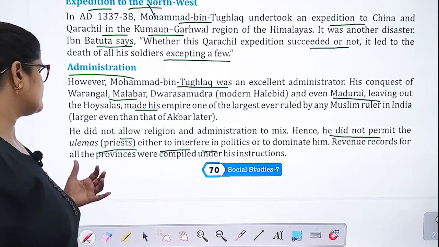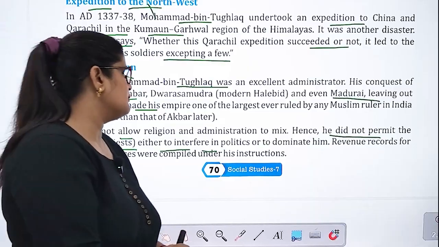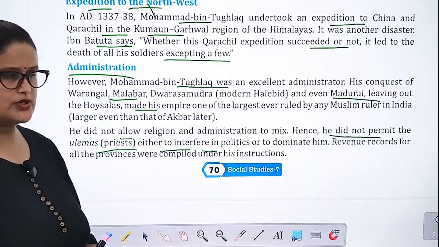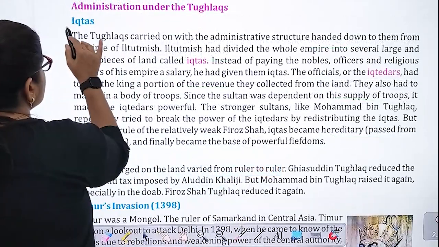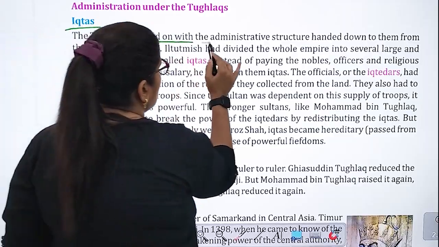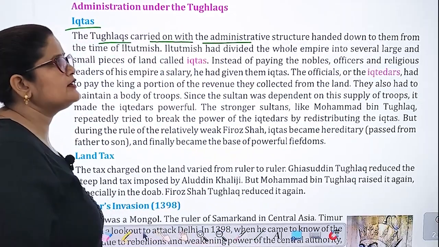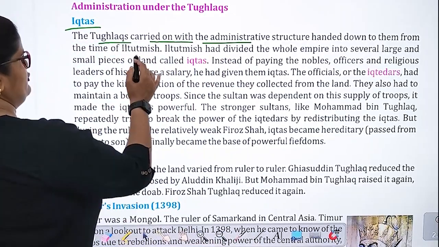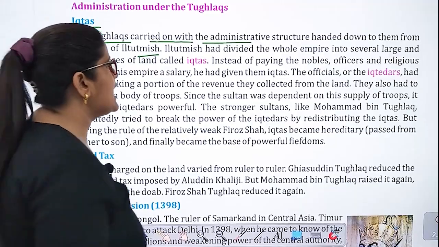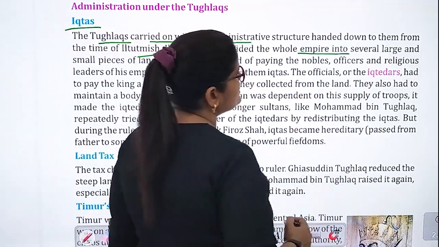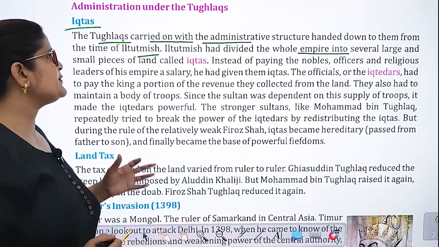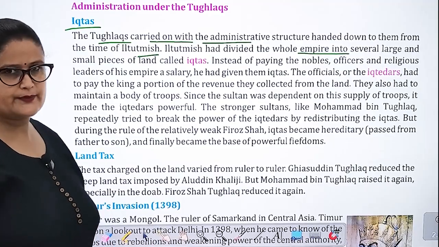So revenue records for all the provinces were compiled under his instructions. Administration under the Tughlaqs: Iqtas. The Tughlaqs carried on with the administrative structure handed down to them from the time of Iltutmish. Iltutmish had divided the whole empire into several large and small pieces of land called Iqtas.